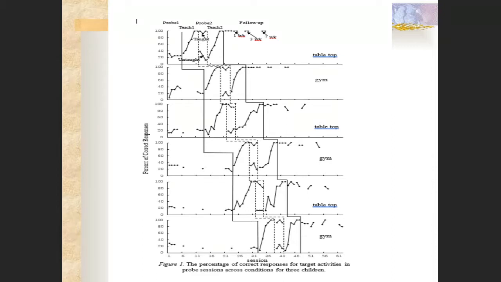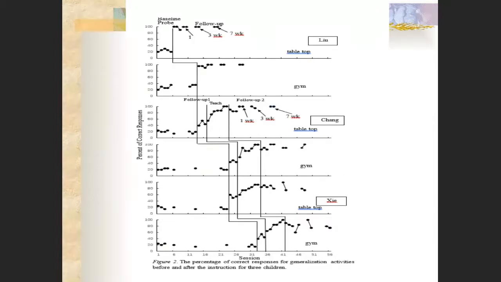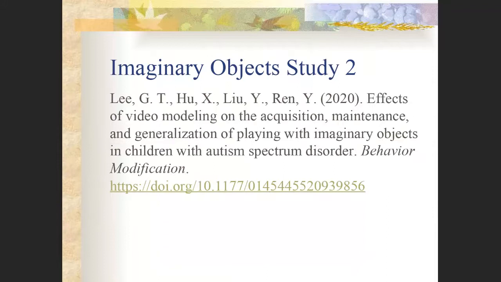So as you see in baseline, their performance is limited, from low to middle level, and after the instruction, the performance reached a higher level and then was maintained for about 2 months after the instruction was completed. All right, we have three, yep, three participants across 2 settings.